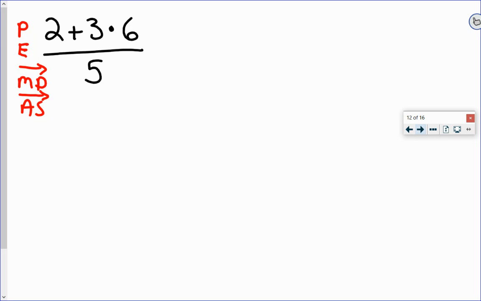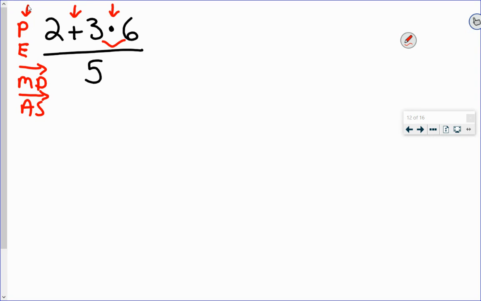So there's nothing to do on the bottom. It's already a single number. What we want to do is get the top to be a single number, and we have to follow the order of operations to do that. So let's just look at the top. You've got 2 plus 3 times 6. Is addition first or multiplication first? Well, obviously multiplication is first.